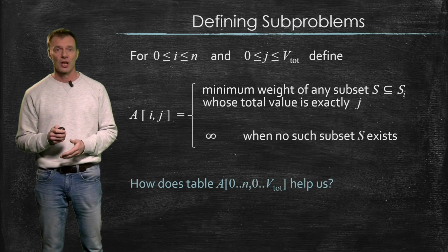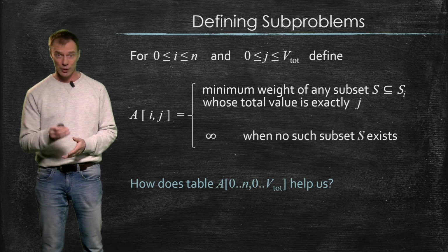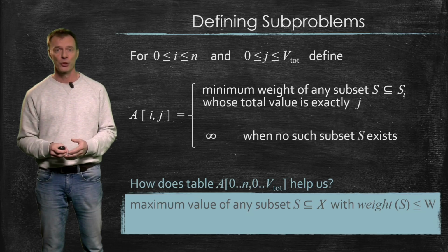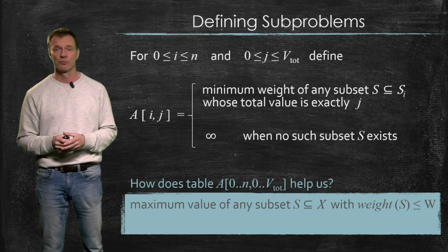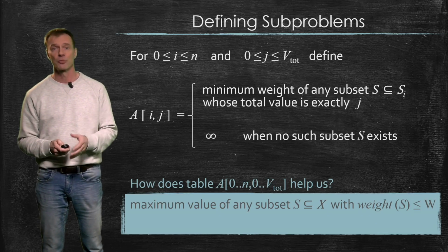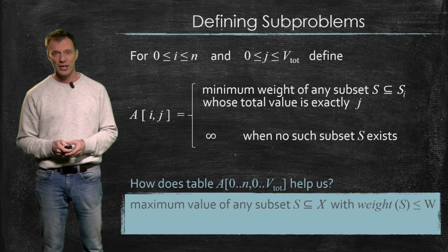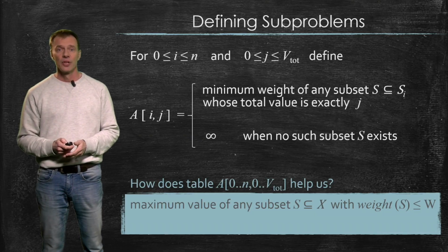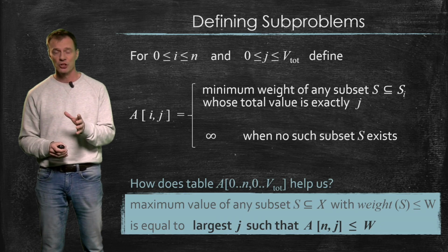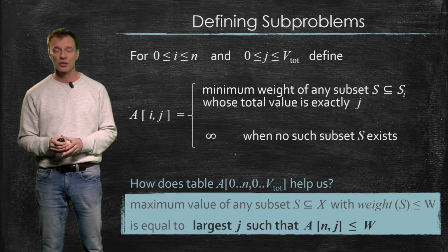Okay, so if we can compute all these values A(i,j), how does this table help us? Well, remember that what we want to compute is the maximum value of any subset whose weight is at most W. Now suppose we have all these values A(i,j). How does it help us? Well, this maximum value is the largest j, such that A(n,j) is at most W. So why is this the case?